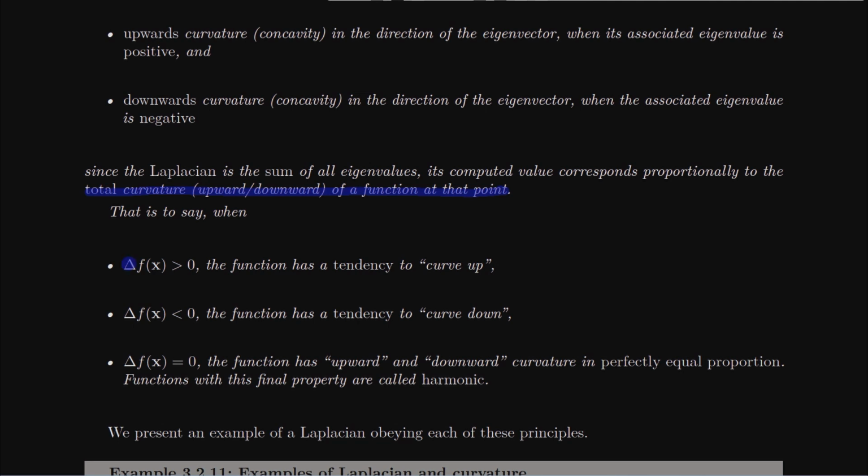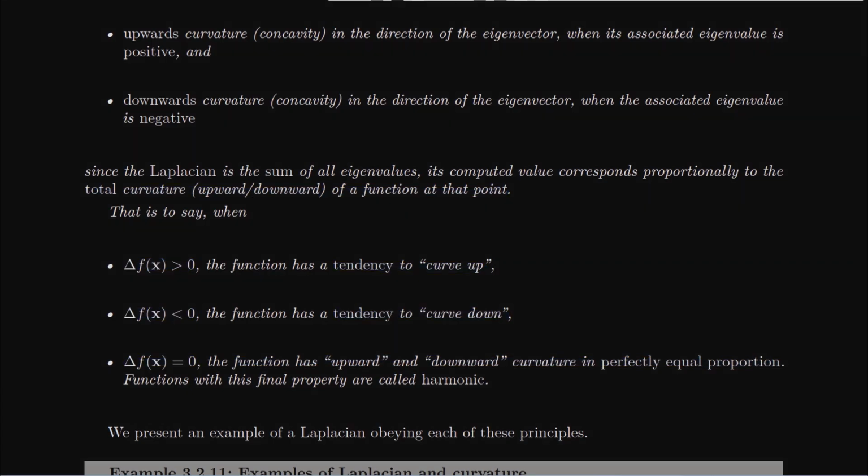In other words, if the Laplacian of a function is positive, there's a tendency to curve upwards. It doesn't always curve upwards necessarily, but it has a tendency to curve upwards. It's more common to curve up than down. And if the Laplacian is negative, we have a tendency to curve downwards. And if the Laplacian is equal to 0, the function will have equal upward and downward curvature, in perfectly equal proportion. Everything's canceling out in every direction in terms of concavity.